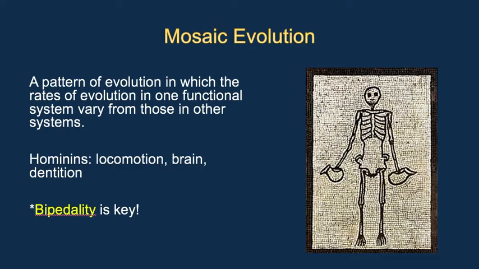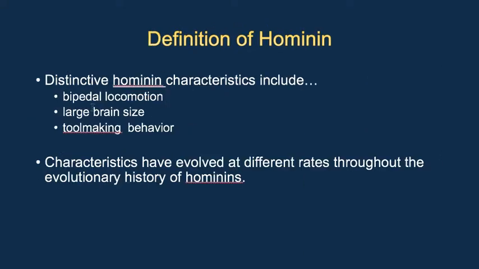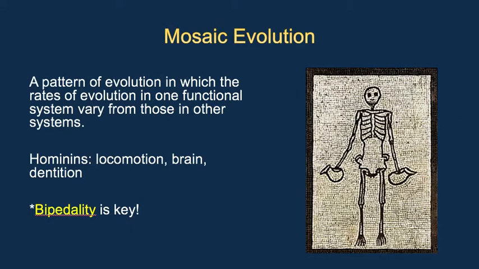So this pattern of evolutionary change that we see with these functional systems and these characteristics changing over time, this pattern is described as being a pattern of mosaic evolution. So the slide has a definition here for you, a pattern of evolution in which the rates of evolution in one functional system vary from those in another. So the functional systems that we look at in hominin evolution are listed on the slide, and they include locomotion. Of course, we're talking about bipedality here, brain size increases, and some changes to the dentition. The dentition meaning the teeth.